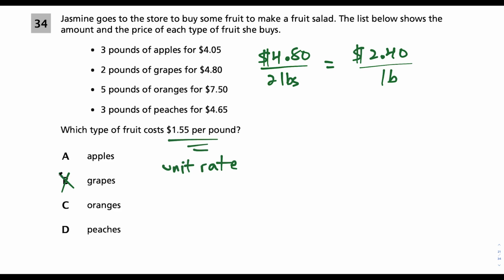So that's how I know grapes are out. So this one is gone. The next one I could eliminate would be the third one. So looking at oranges, it's $7.50 for 5 pounds. And if I were to divide 750 over 5, that would tell me that oranges are $1.50 per pound.